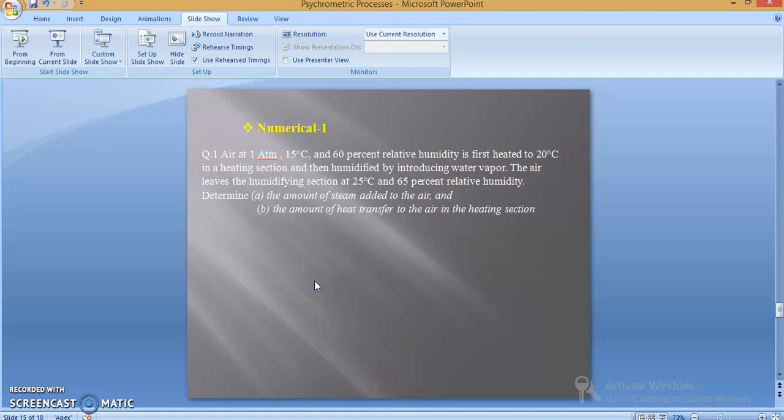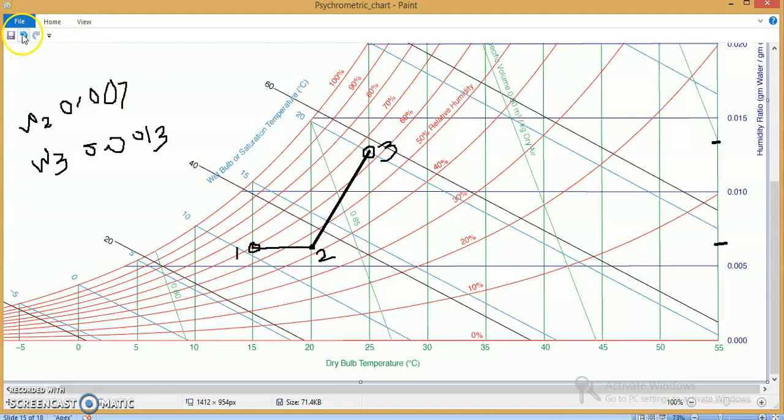Second is the amount of heat transferred to the air in heating. So while heating the air from section 1 to 2, what they have asked is the amount of heat added in the heating section. So we know that heat is calculated with the help of enthalpy. So this is H1 and this is H2. You plot the parallel line for H2. So H1 is approximately, this black line indicates the enthalpy. So 20, 30, it comes to be 32 is the H1, and H2 comes to be 38.